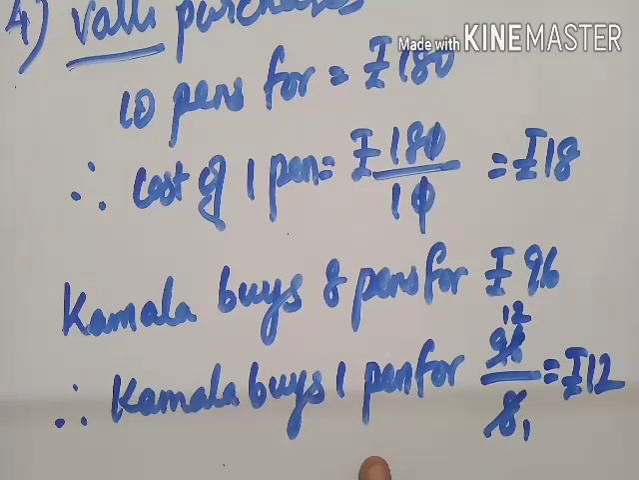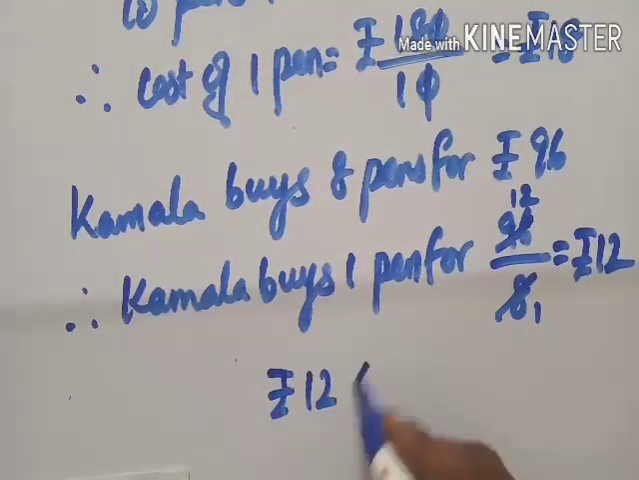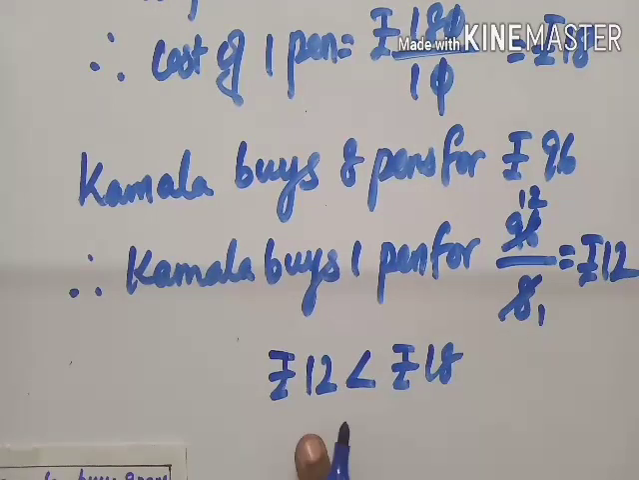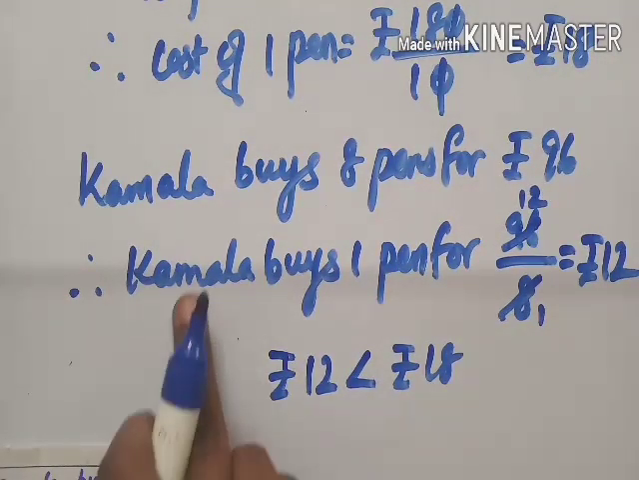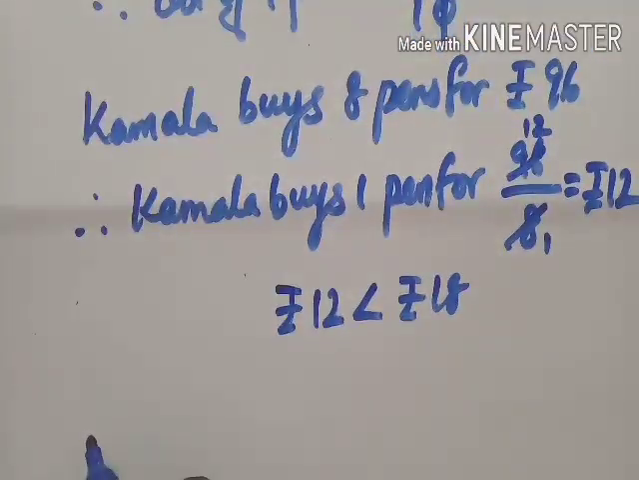Can you say who bought the pen cheaper? Isn't it? Who bought the pen cheaper? Here rupees 12 is less than rupees 18. Then who bought the pen cheaper? The 12 rupees pen is cheaper. That is Kamala. Kamala bought the pen cheaper. At last, take and write the answer.